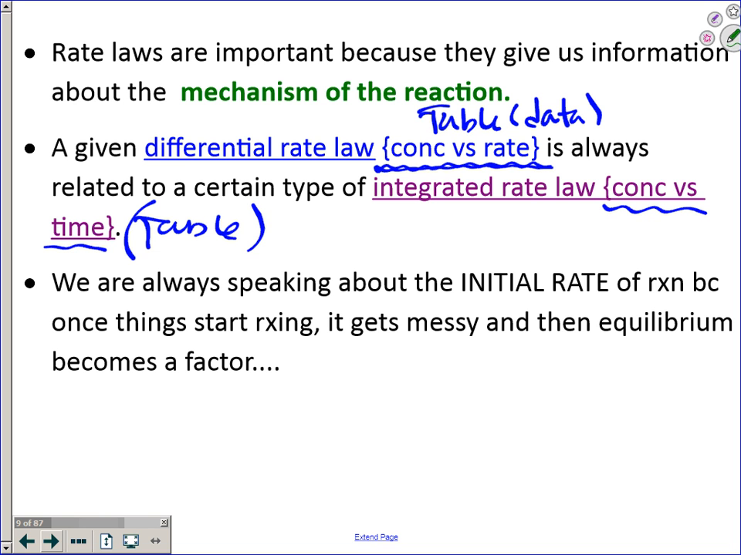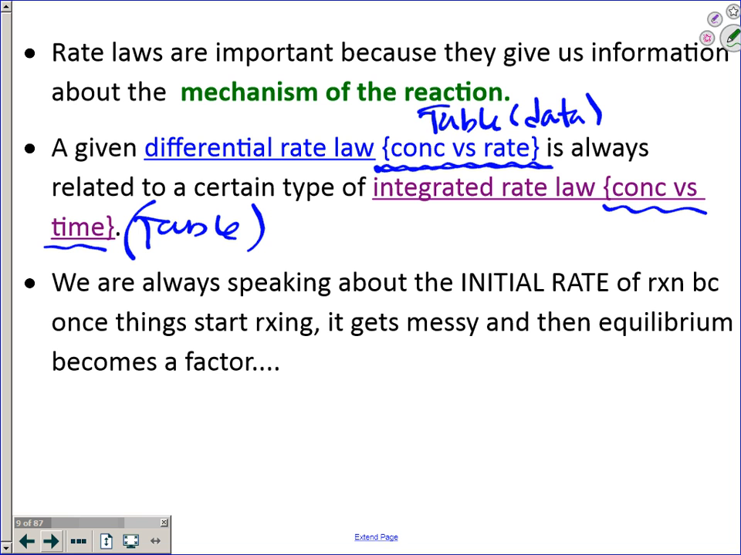So when I show you the data table, you first look and say, okay, it's concentration and rate. This is a differential rate law table. If it's concentration versus time, this is an integrated rate law table. But they all relate to each other based on the orders that we speak of. We just need to understand that they're representing the same thing, but through different data.